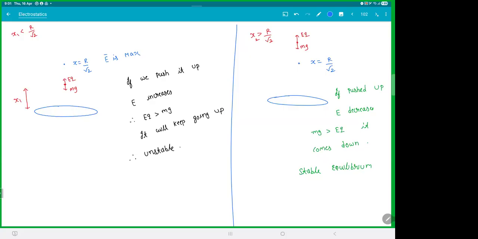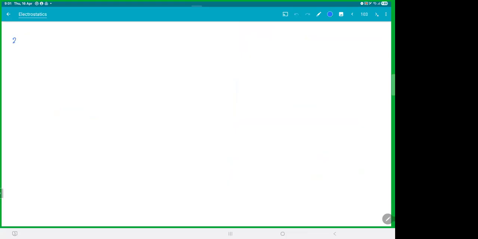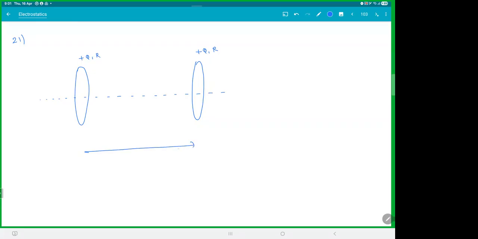Great. Let's see one more. We've got a ring here, charge plus Q, radius R. We've got another ring here, charge plus Q, radius R, identical rings. Let's say the distance between them is 2R root 3.